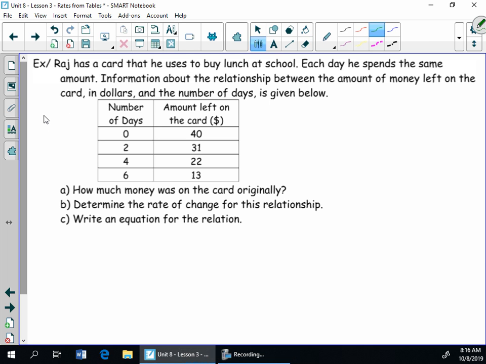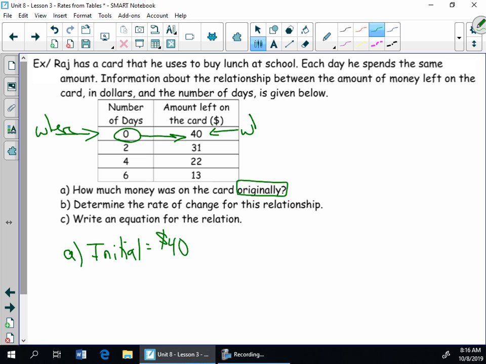Well, what am I asking for there? I'm asking for the initial value. When I say the word originally, it means at the beginning, at the start. Fancy word for initial. I can find the initial if I can find the 0 in my number column. There's my 0, which tells me the initial value was $40. Remember, this is where to find it, but this is what it is. That's what we want.